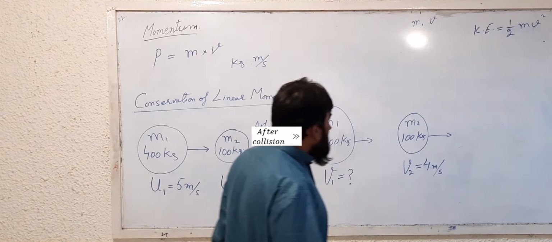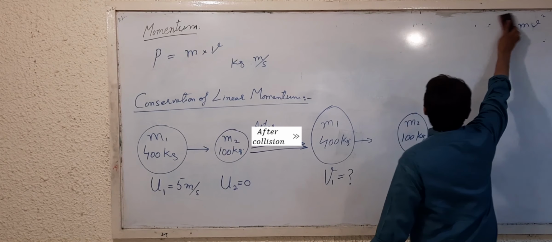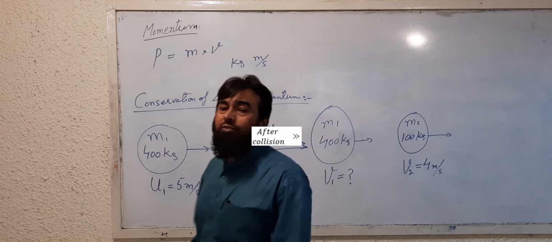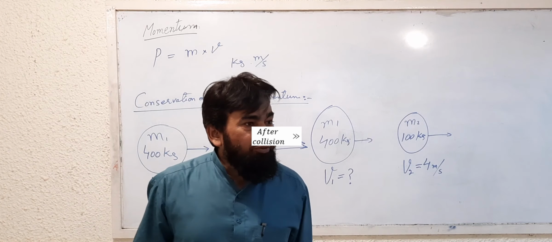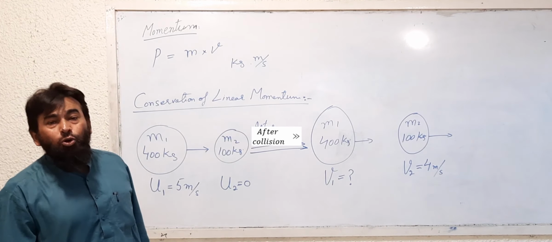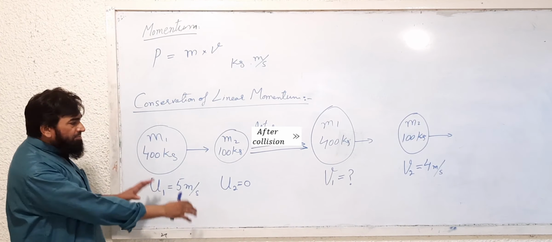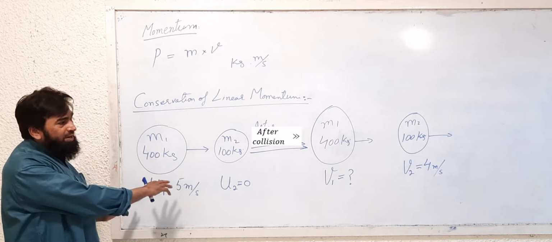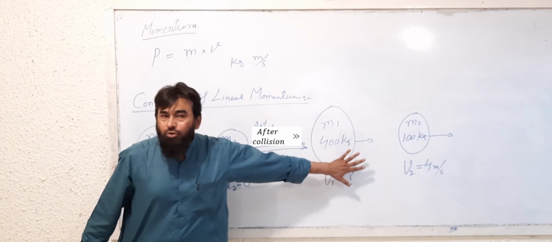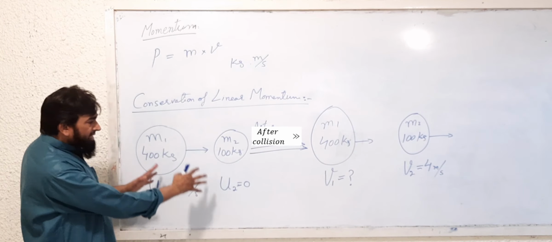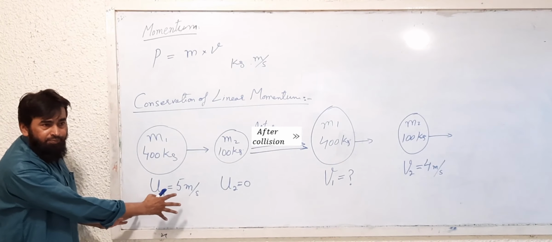To find out the velocity of this body after the collision, we have to do the working according to the law of conservation of linear momentum. As I told you, in the case of the law of conservation of momentum, the momentum before the collision must be equal to the momentum after the collision. I told you, according to this law. Clear? So let us calculate the momentum before the collision.